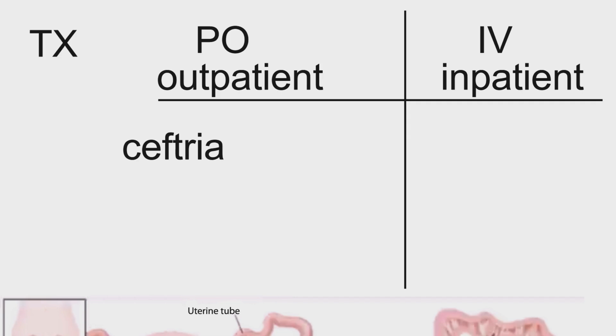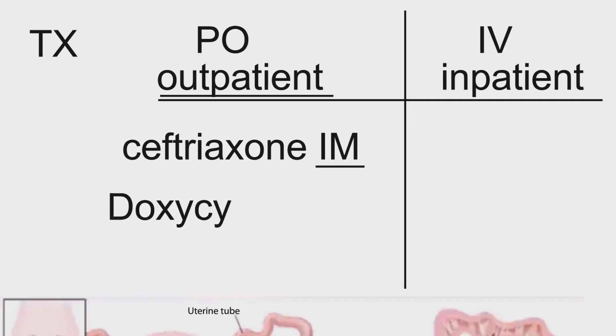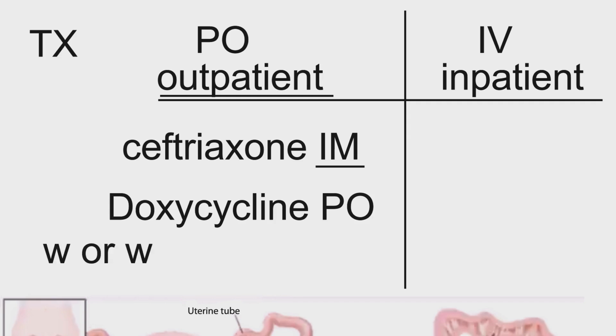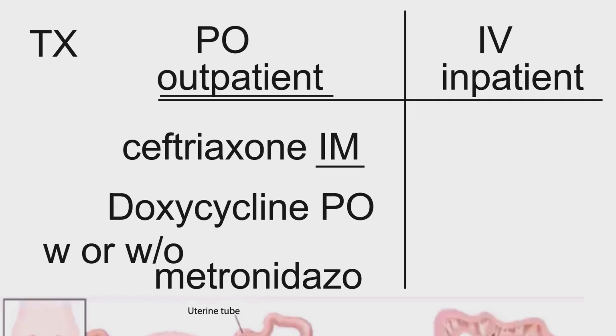Ceftriaxone, well, I said oral, but ceftriaxone is given as a shot, but outpatient. It can be done in a clinic. And then doxycycline. This is very, very famous, very common. And you with or without metronidazole. Sometimes metronidazole is given to cover other organisms like trichomonas that can be causative in this case.